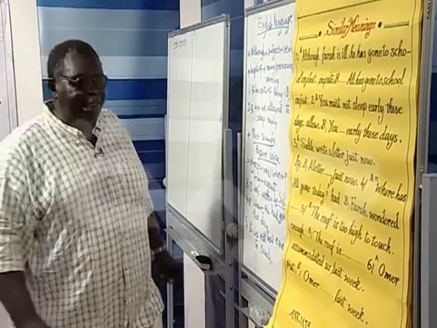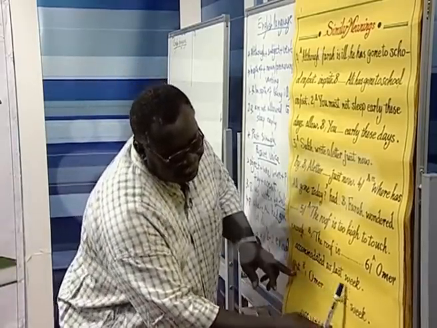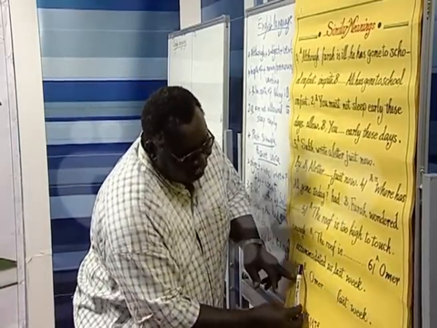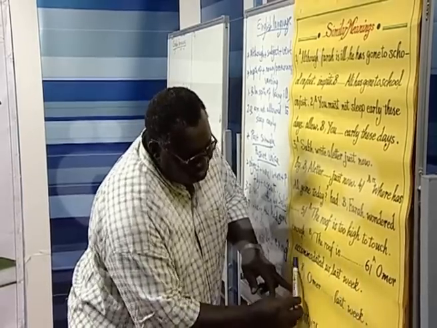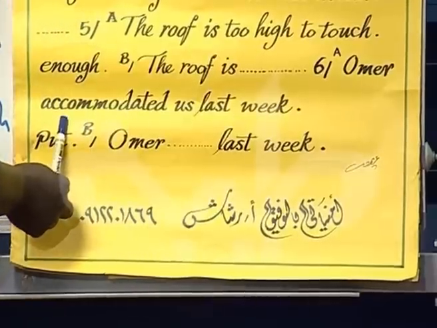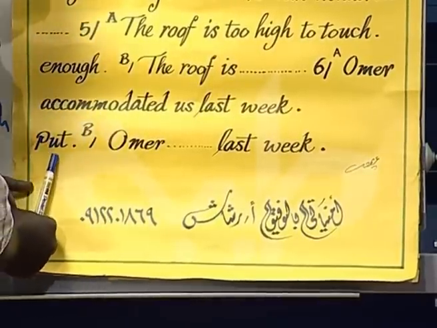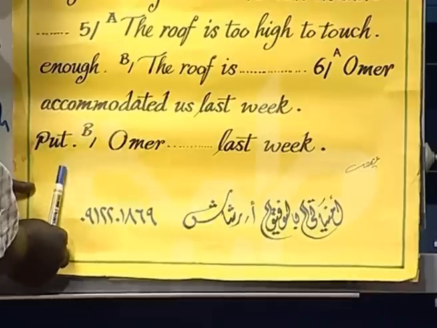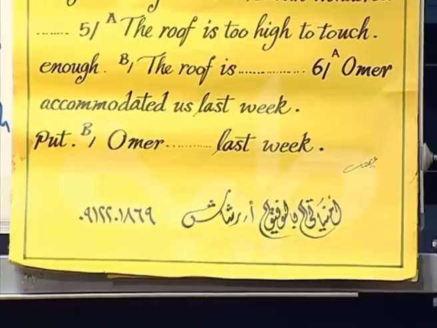We have number 6. I hope you can see it clearly, yeah? Here we have number 6. Umar accommodated us last week. Accommodate in Arabic we say استضيف. Yes, this is what we call a phrasal verb because we are given here "put." So we say what? You remember? I'm sure you can tell the answer before I write it on the board. You see? This is number 6.